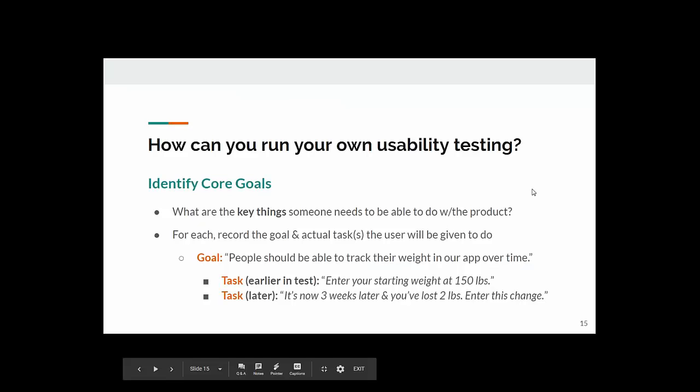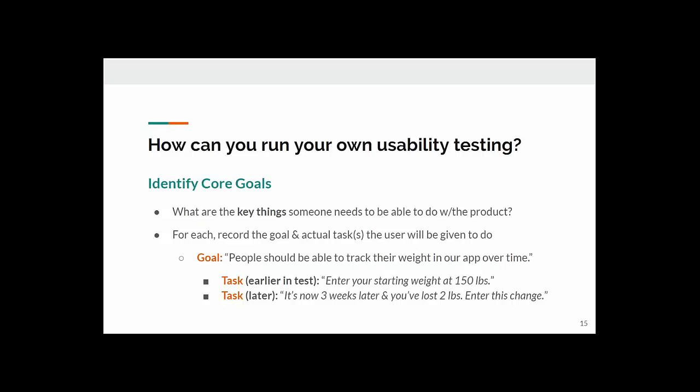So in terms of identifying core goals, you're going to think about what are the main things that people need to be able to do with this product. For some things it's going to be really easy because there's going to be a limited amount of options anyway, but for others it might be a 100-page website. So there's going to be a lot of options. You're going to have to really think with your team, what are the main things that we really want to test and make sure someone can do?